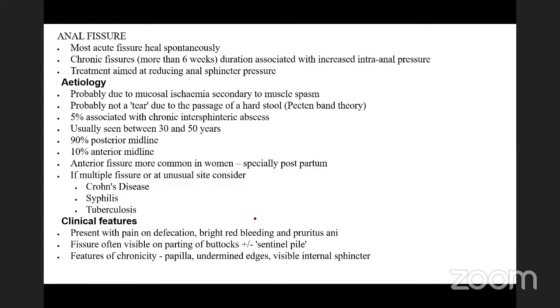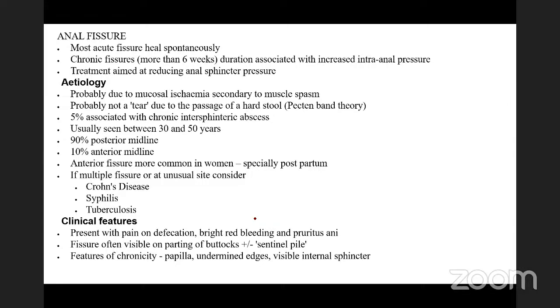Now, don't forget that a tear in the anal canal is one of the important risk factors for developing a fissure. When an individual is passing hard stool, maybe a patient has chronic constipation and is passing hard stool, and this causes a tear in the anal mucosa, that is the commonest cause. Or when there is a foreign body that causes a cut in the anal mucosa, or even a fishbone.